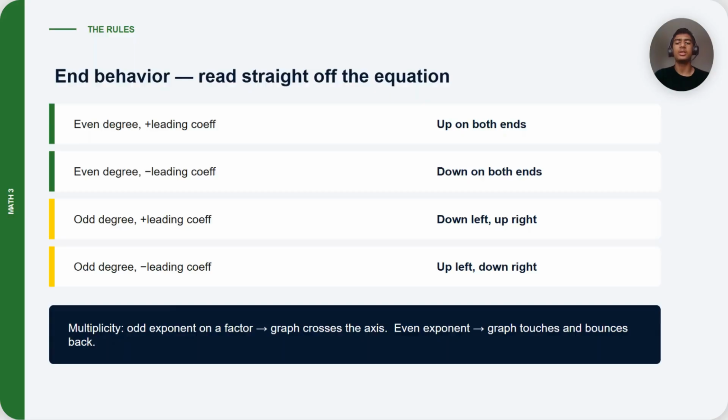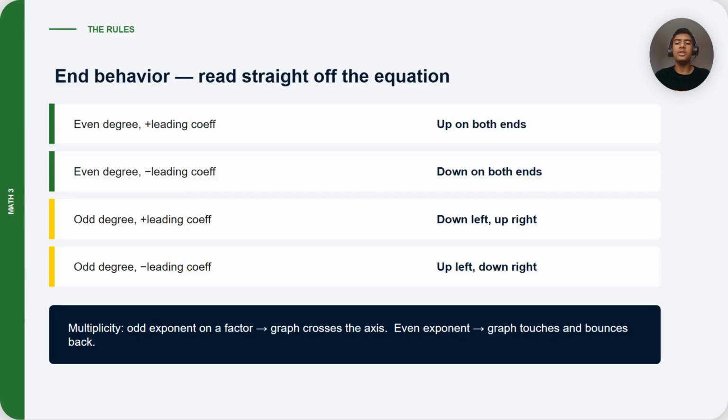Now, here's the full table for end behavior, and it only depends on two things. Is the degree even or odd? And is the leading coefficient positive or negative? Even degree, positive leading coefficient: both ends go up, like a smile. Even degree, negative: both ends go down, like a frown. Odd degree, positive: down on the left, up on the right. Odd degree, negative: up on the left, down on the right.